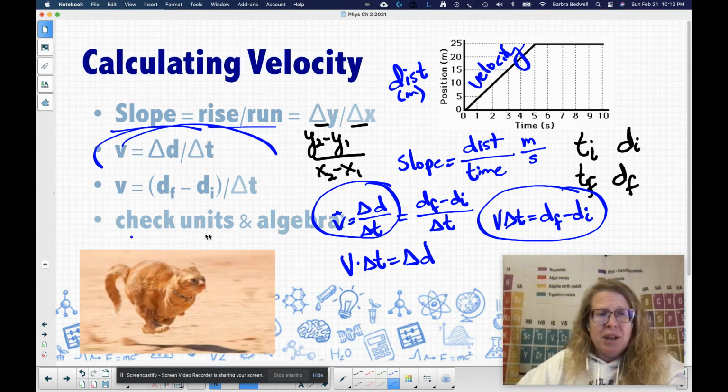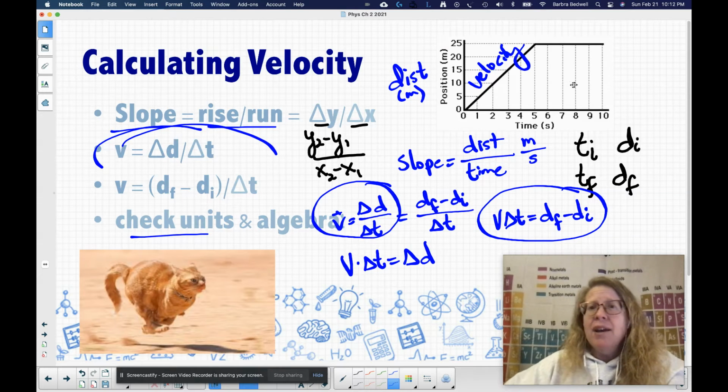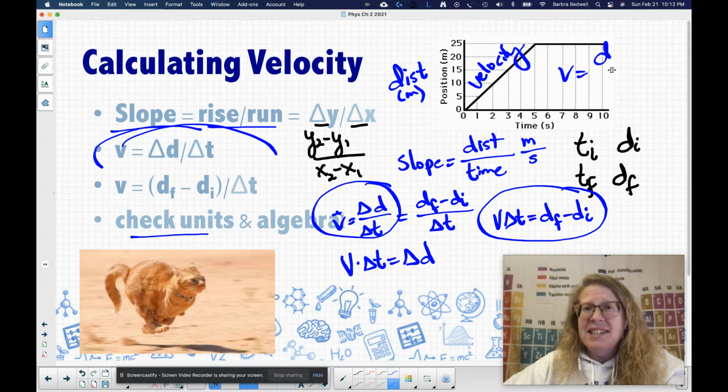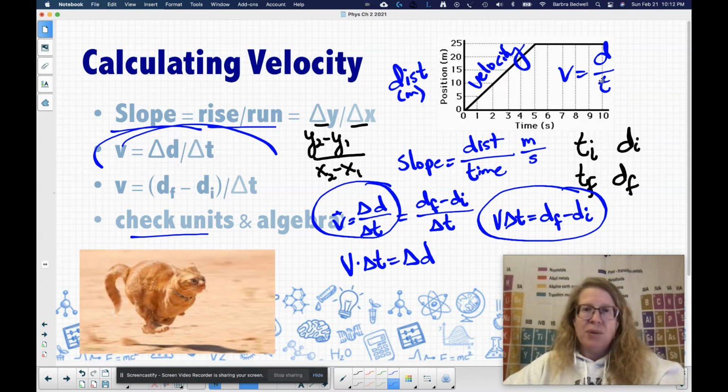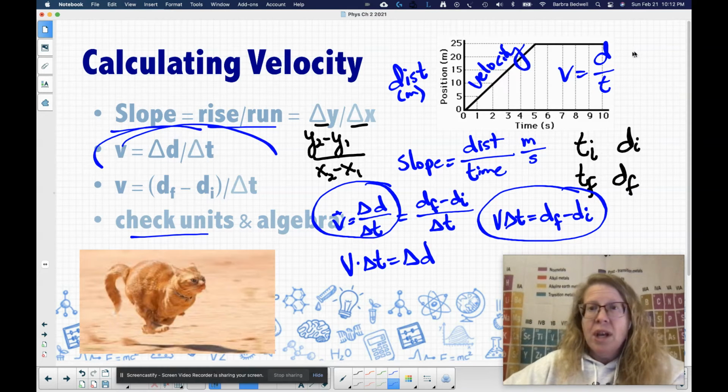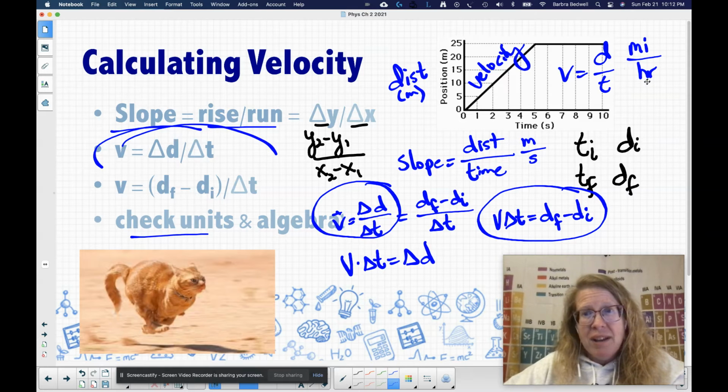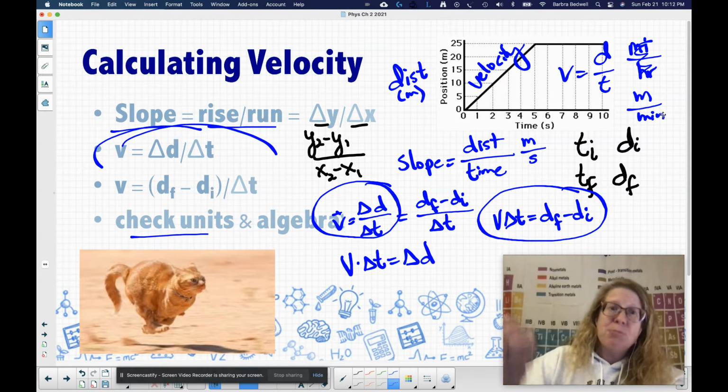Last thing I want to mention here is about checking units. Okay, velocity is distance divided by time, right? Distance has units. Time has units. Velocity also has units, and they're directly related to one another. So if our distance is miles and my time is hours, that means my velocity is going to be in the units of miles per hour. If my distance is in meters, and my time is in minutes, I can get meters per minute.